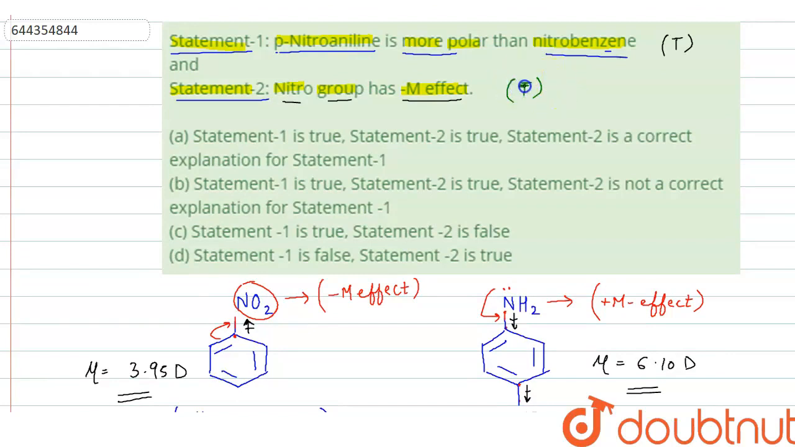So both these statements are true, but the second statement is not explaining the first statement, right? So here the correct option will be option B. Statement 1 is true, statement 2 is true, statement 2 is not a correct explanation for statement 1. So this is the correct option here. Option B is the answer.